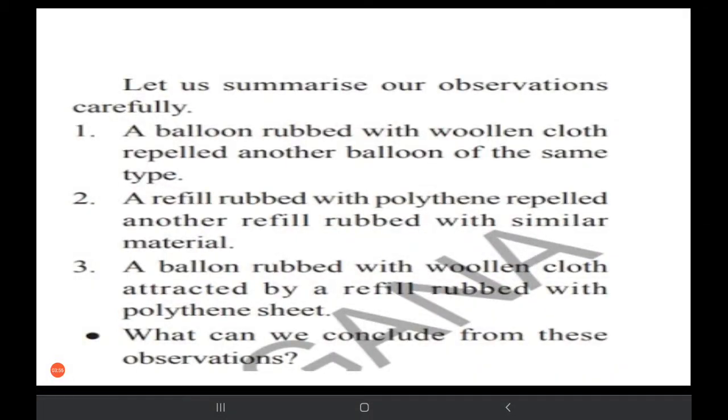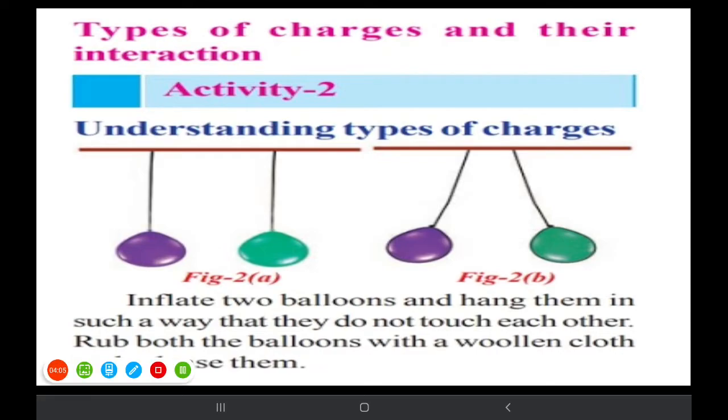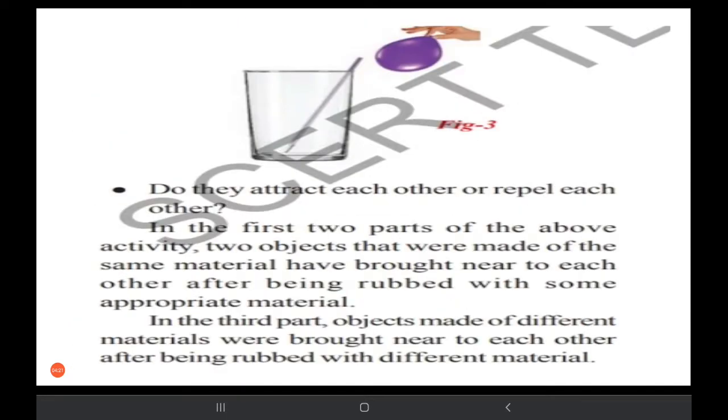A balloon rubbed with woolen cloth repelled another balloon of the same type. You can see here in this picture. These two balloons repel each other because in this case we rubbed both the balloons with a woolen cloth. Yes, so when we release them, they repel each other. They do not attract each other. Right?